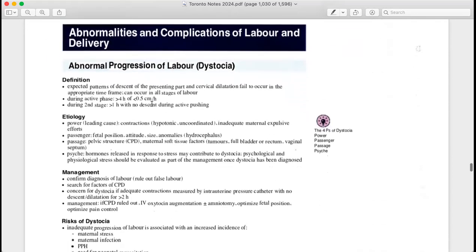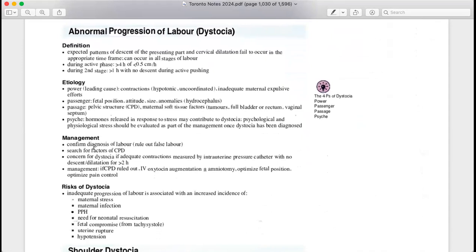Now coming to dystocia of labor. The management is important, but other than that, the 4 P's of dystocia: power, passenger, passage, and psyche. Contractions, hypotonia and all of these things, but the most important is power. Power means maybe enough power is not there, maybe the mother is already tired. Then passenger: if the baby is bigger than CPD, and passage problems like CPD, maternal soft tissue tumor, or any herpes infection.